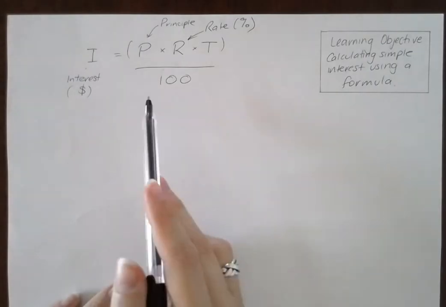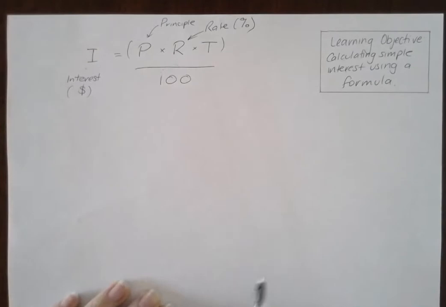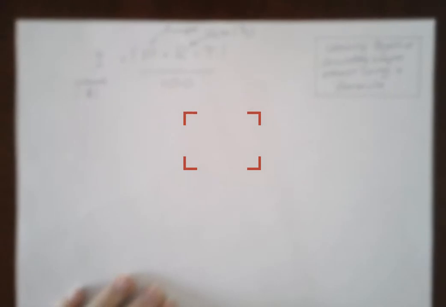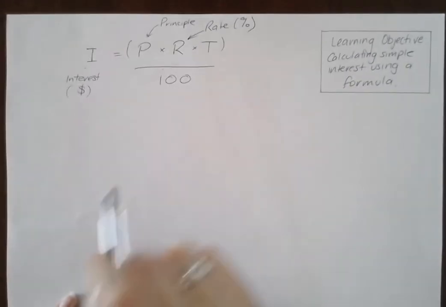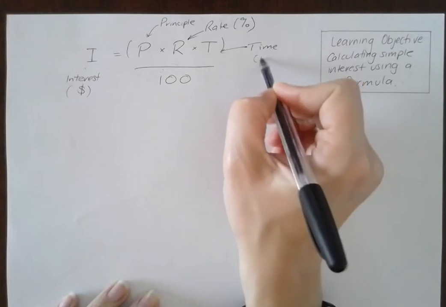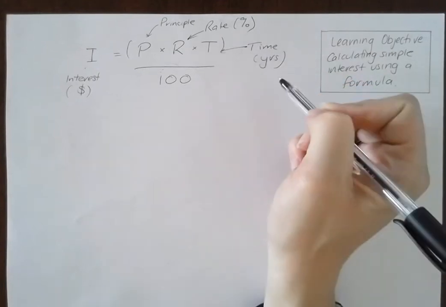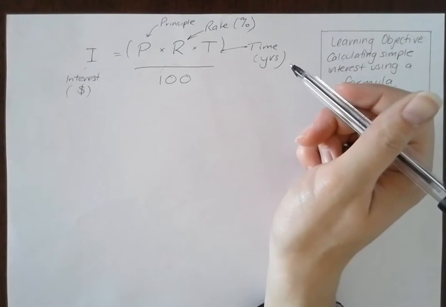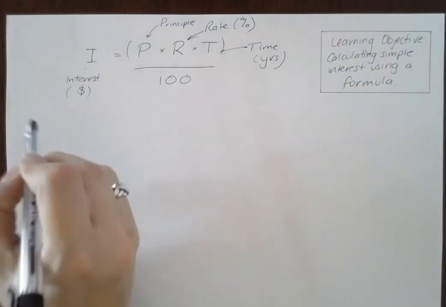Sometimes you see this formula written differently. Sometimes you see it as PRT. That's fine. We are going to do it this way. T is for time, and it is always in years, time in years. So if I said 6 months, then your time in years would be 0.5 because that is half of a year. All right, let's do some examples.